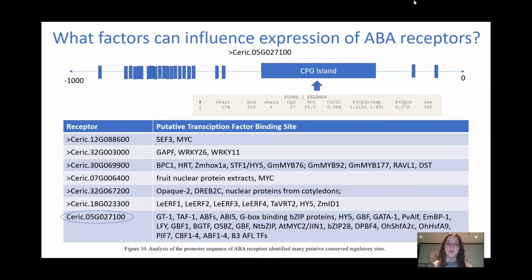The next question we wanted to address was if ABA receptors were differentially expressed and what conditions would regulate their expression. To answer this question, we examined the promoter sequences to look for possible regulatory DNA conserved motifs. We found the truncated ABA receptor 7100 contained a CpG island, which allows for gene regulation by DNA methylation. In addition, this ABA receptor has several conserved transcription factor binding sites, such as ABFs and ABIs, which respond to ABA.